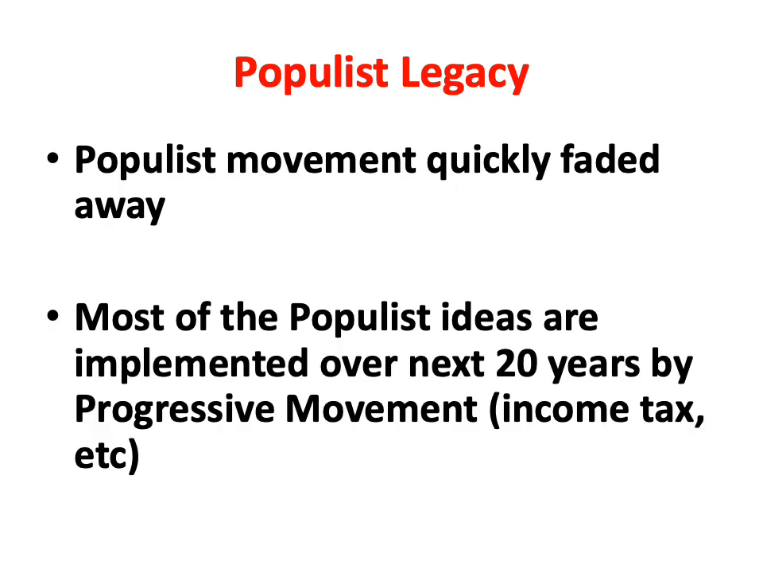So the populists dropped out at this point as a political force, but their ideas took on a certain resonance, and many of their ideas were implemented over the next 20 or 30 years by the progressive movement, which we'll look at in detail later. This includes the income tax and later the vote for women.